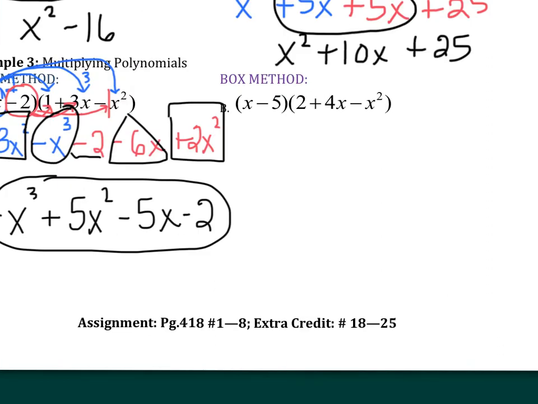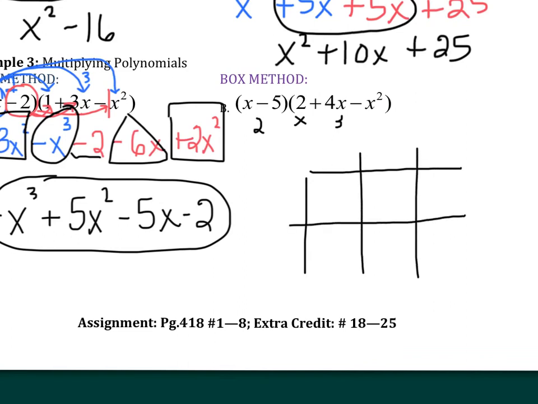When we multiply polynomials bigger than 2 by 2, I actually like the box method a little better. We have 2 terms here and we have 3 terms here. So we're going to draw a box that's 2 by 3. I prefer to make my boxes kind of sideways, so I'll make it 2 on the side and 3 on the top. So on the side, I'll put the x and the negative 5, and on the top, I'll put the 2, the positive 4x, and the negative x squared. Now we just fill in each of those boxes by multiplying, and then we'll combine like terms at the end.